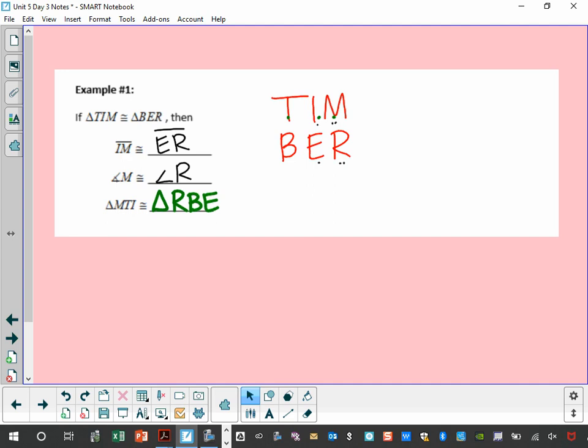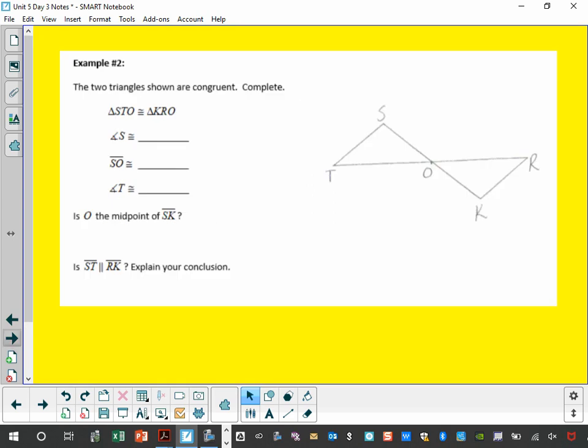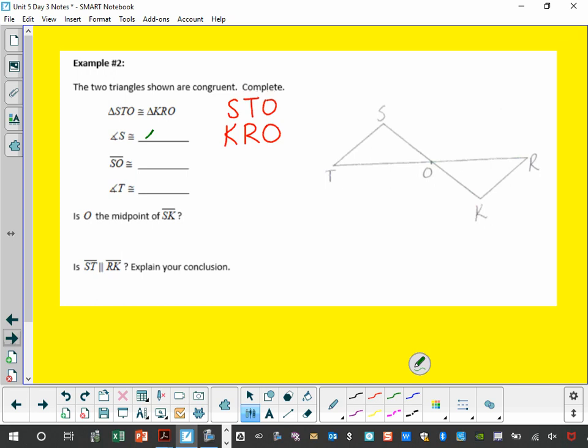All right. Let's go to example 2. The two triangles shown are congruent. So it tells me that triangle STO is congruent to triangle KRO. I'm going to write those right on top of each other. Angela, angle S is congruent to which angle? Angle K. Aaliyah, SO is congruent to which side? Good, KO. Actually, angle T is congruent to which angle? Angle R. Good.